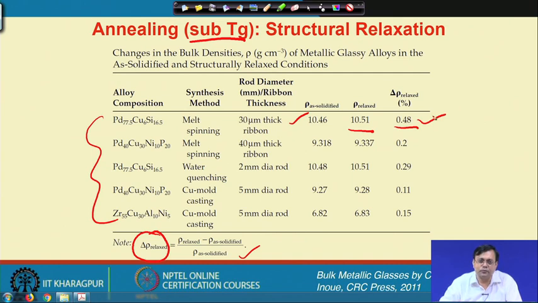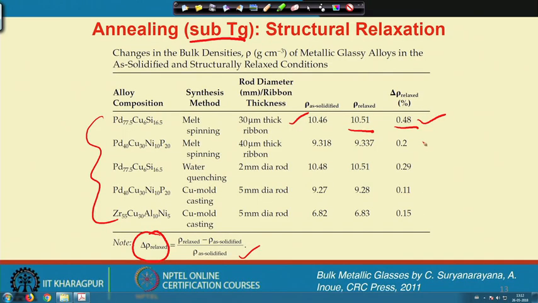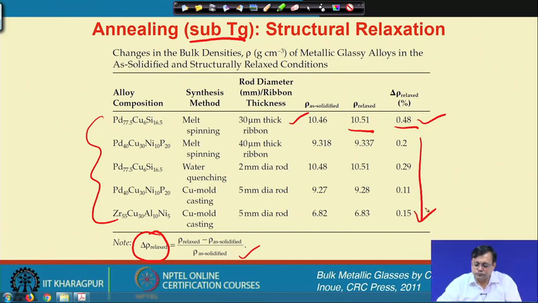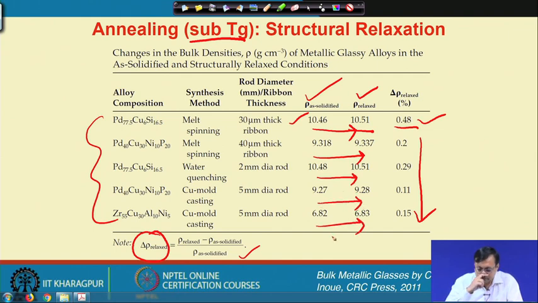By relaxation phenomena we mean that if we heat up a glass, then inside the glass the excess free volume will be released. So, this is called a structural relaxation. In that particular process we can also have a chance of increasing the density of the glass. So, this is the density of the relaxed glass and this is the density of the as-solidified glass, and you can see as we increase the relaxation, the density is also increasing.